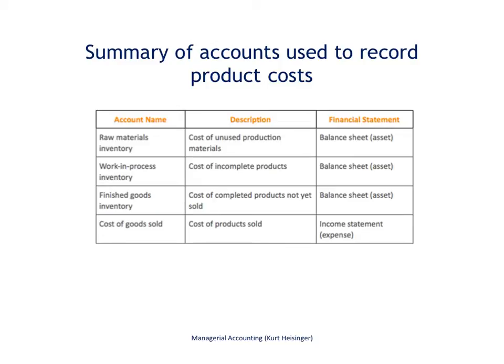Here's a summary of the accounts used to record product costs, and really this is the chronological order in which we typically use these accounts. So we start with raw materials inventory, and that account contains the cost of any materials that have not yet been put into production but eventually will be used in production. And this account, raw materials inventory, appears in the balance sheet as an asset.